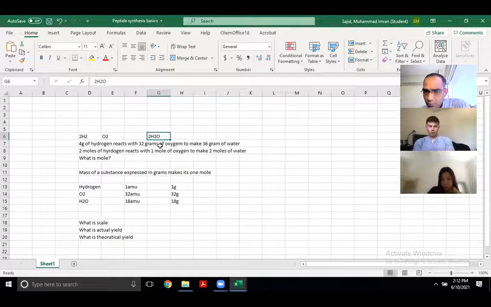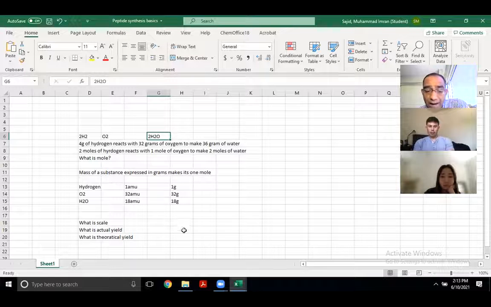If I make 2 moles of water, how much water should I have in quantity? 72 grams? No, no. Water is 18. So if I do this reaction, if I combine 4 gram of hydrogen and react it with 32 gram of oxygen, how much water will I get? 36 gram.